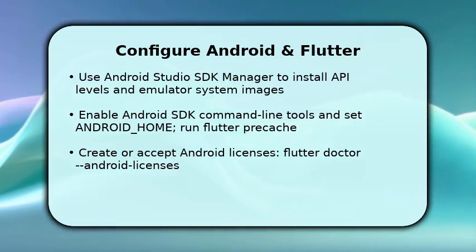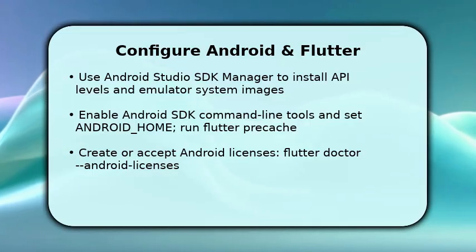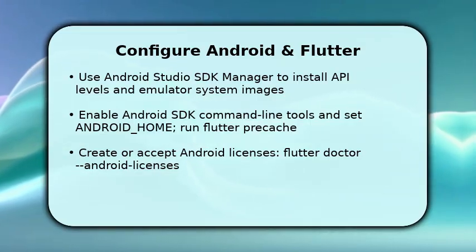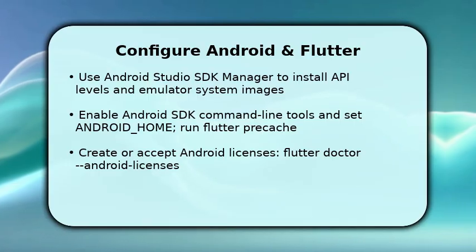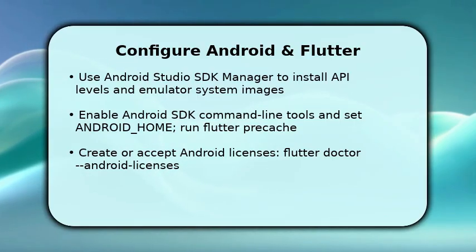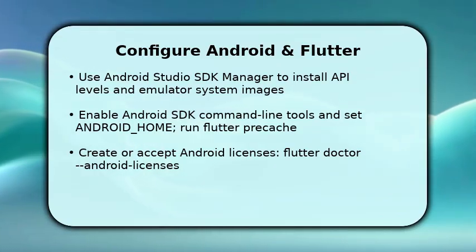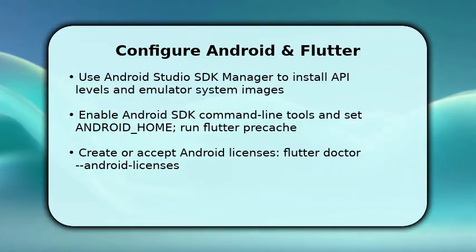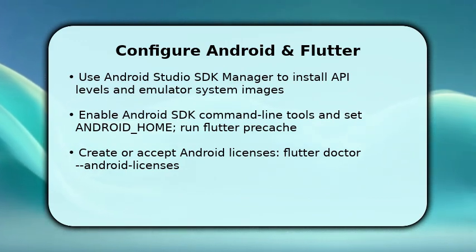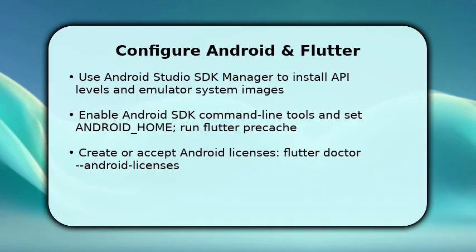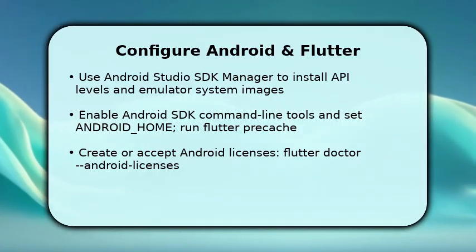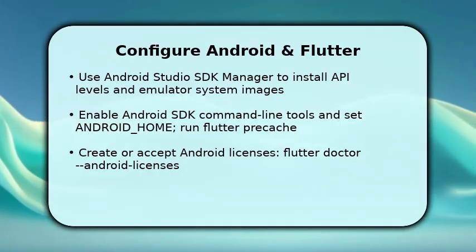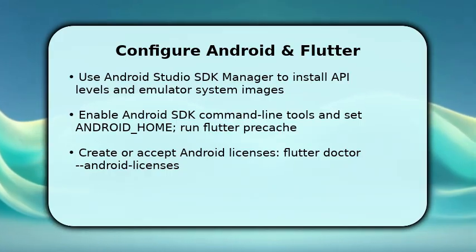In Android Studio, open SDK Manager, install required API levels and a recommended system image for your emulator. Make sure Android SDK command line tools are installed and set Android Home or Android SDK root environment variables so Flutter can locate them. Run Flutter precache to download artifacts, then accept Android licenses with Flutter Doctor Android licenses. This ensures your build tools and emulators are aligned and avoids build time surprises later.